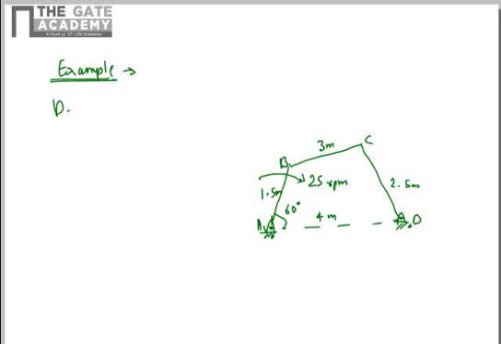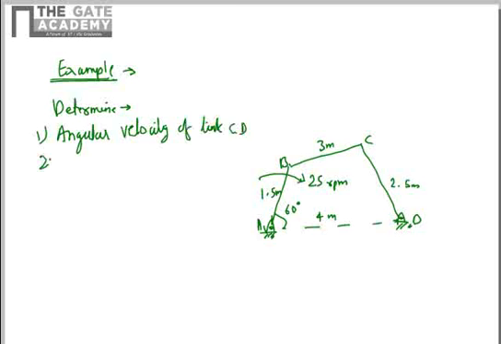For this link, the problem given is to determine first the angular velocity of link CD, and second the angular velocity of link BC. So we'll go on solving this problem now by the method of instantaneous centers.